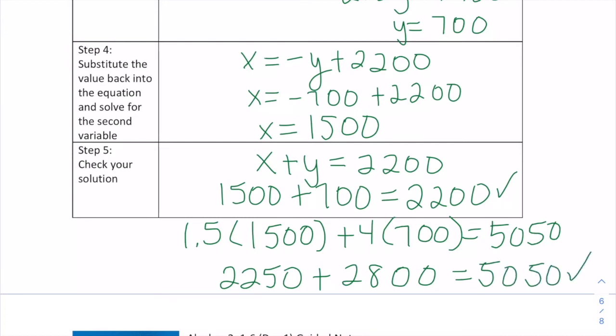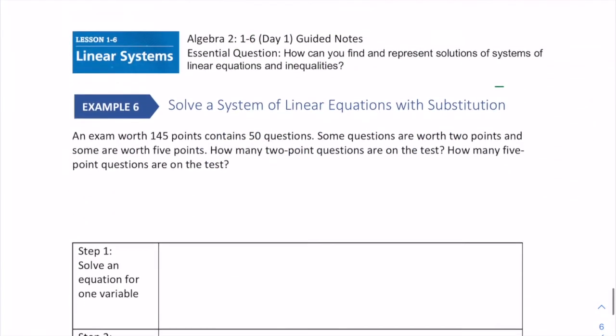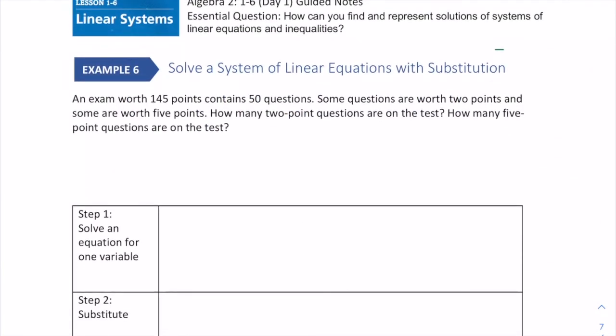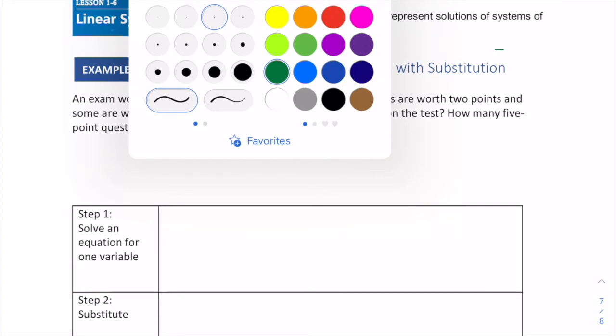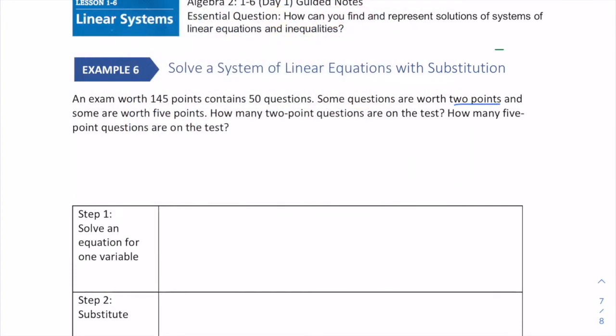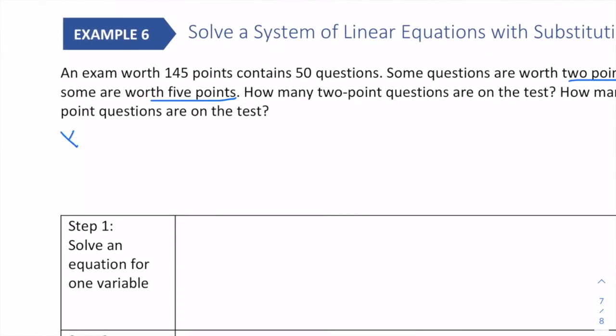All right, let's get to our next word problem. Here we have an exam that has 145 points and contains 50 questions. Some questions are 2 points. Some questions are worth 5 points. We want to figure out how many 2-point questions and how many 5-point questions are on the test. So remember, the first thing is to identify your variables. We'll say x is the 2-point questions. And I would put the number of 2-point questions.